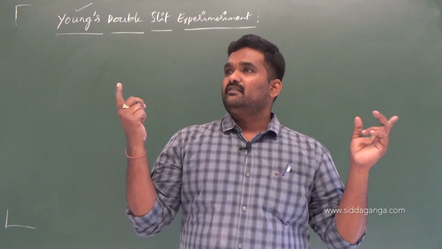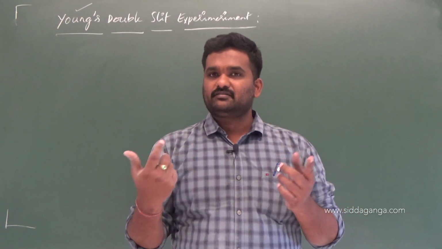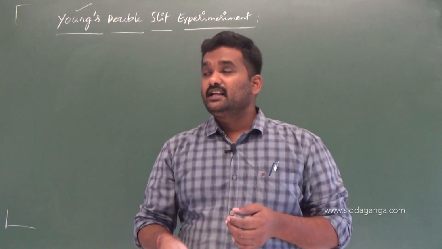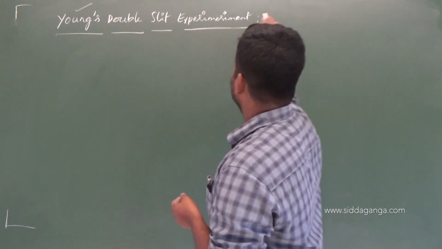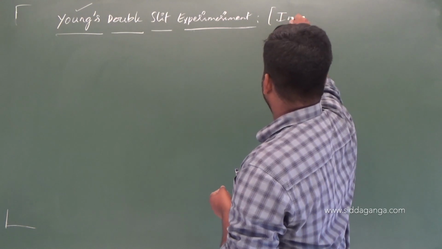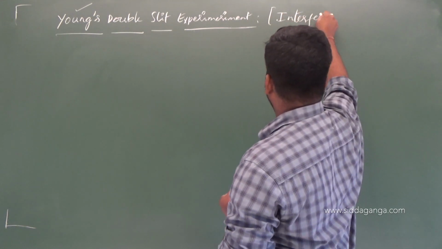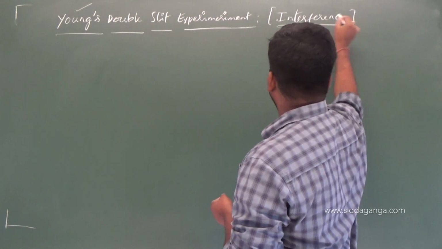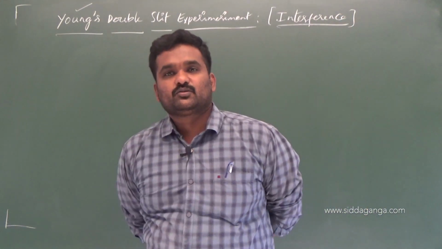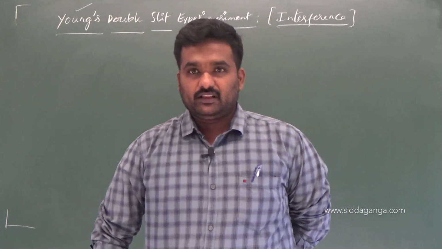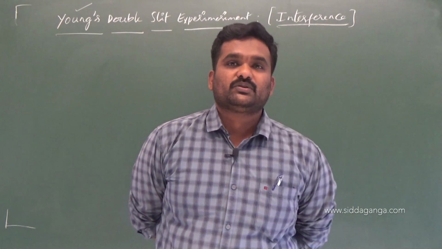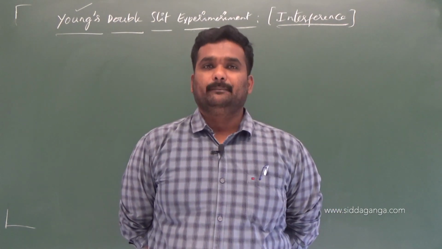All light waves can superpose, but not all superposed light waves are going to form the interference phenomena. Interference is a phenomenon formed by the superposition of two waves, there is no doubt in that. Which type of light waves should be superposed to form this interference phenomena?